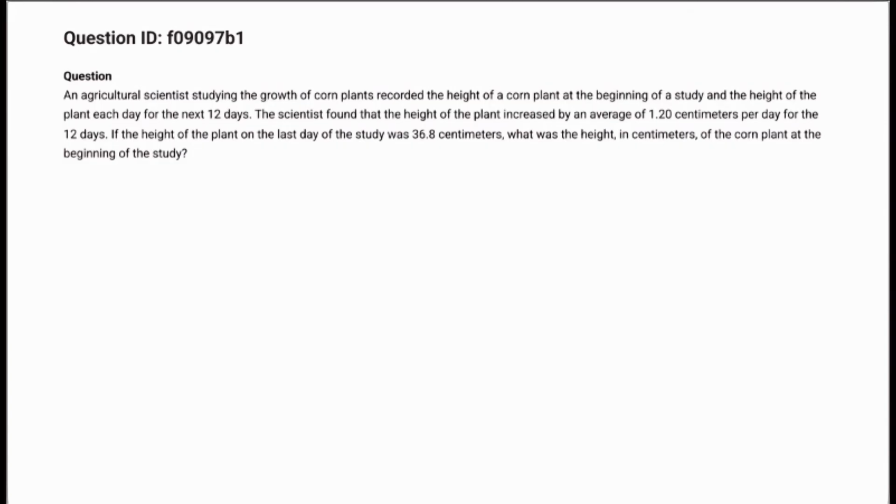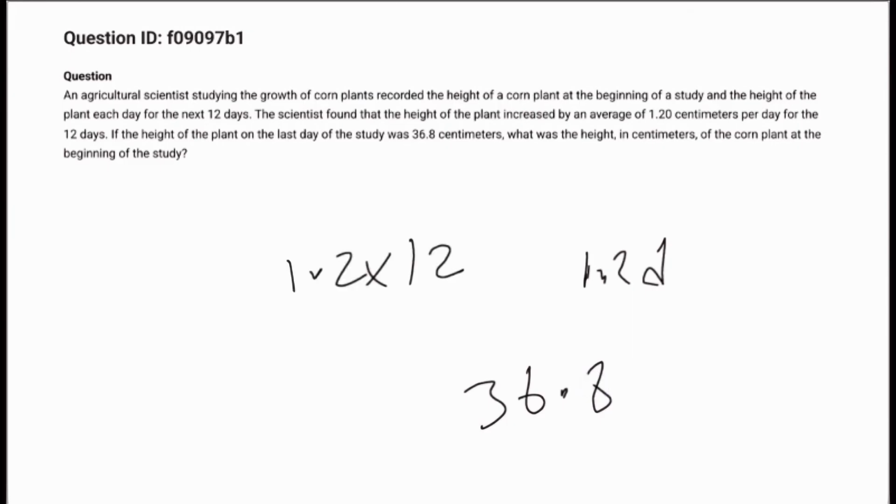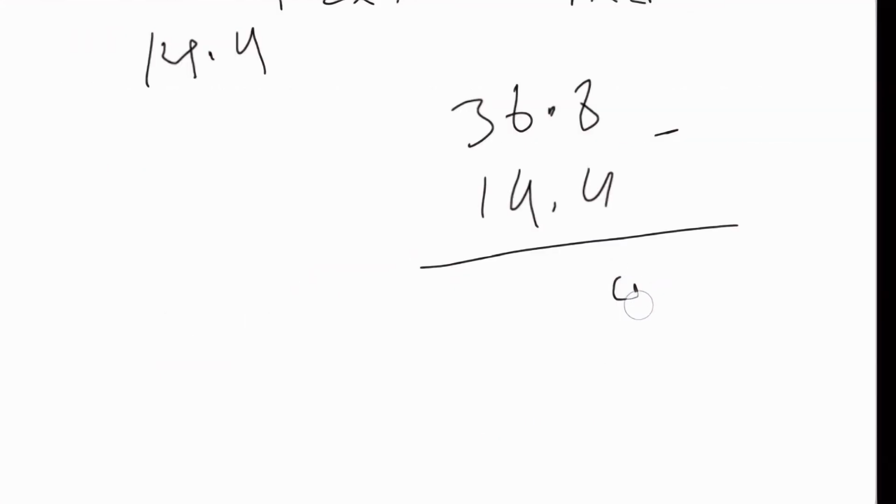A scientist studying the growth of corn plants records the height of a corn plant at the beginning of the study and the height of the plant each day for the next 12 days. The scientist found that the height of the plant increased by an average of 1.2 centimeters per day for the 12 days. If the height of the plant on the last day of the study was 36.8, what was the height in centimeters at the beginning? 14.4, 36.8 minus 14.4 is 22.4.